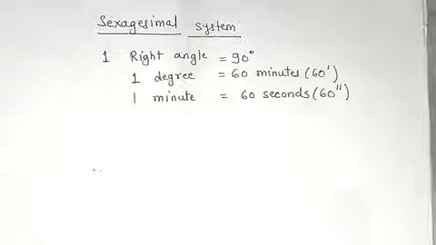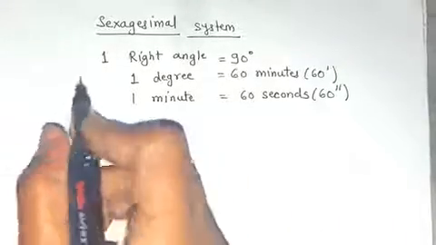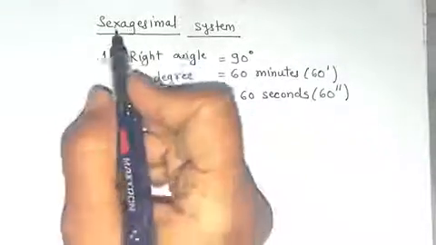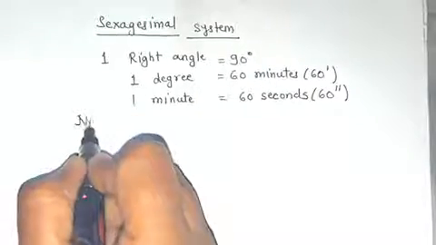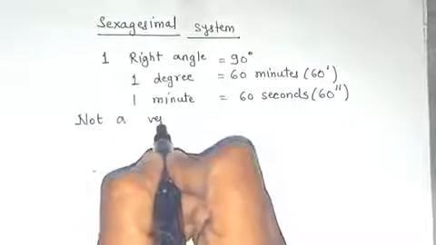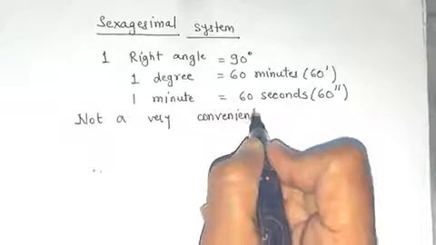Now this system is well established and there are many practical applications found in trigonometry, but it is not very convenient because it is on account of multipliers of 60 and 90. So the disadvantage of the sexagesimal system is that it is not a very convenient method.